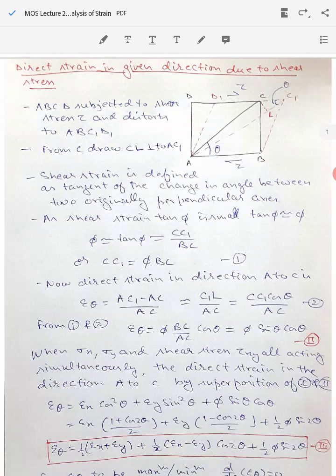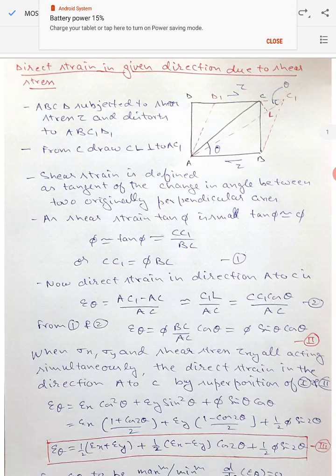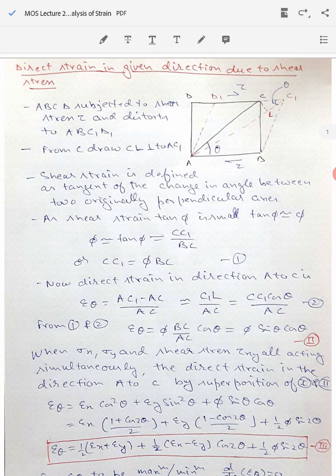Now let's calculate the direct strain in the case when there is only shear stress acting. The previous case was when only normal stresses were acting in both x and y directions. Now, when only shear stress is present on the system, how can we calculate the direct strain in a particular direction theta? Here we have the block ABCD. Because of the shear stress tau being applied, it will get deformed to the shape ABC1D1. It will become a parallelogram.